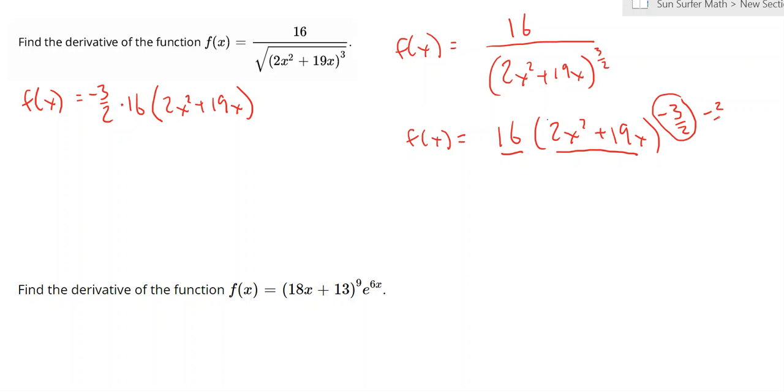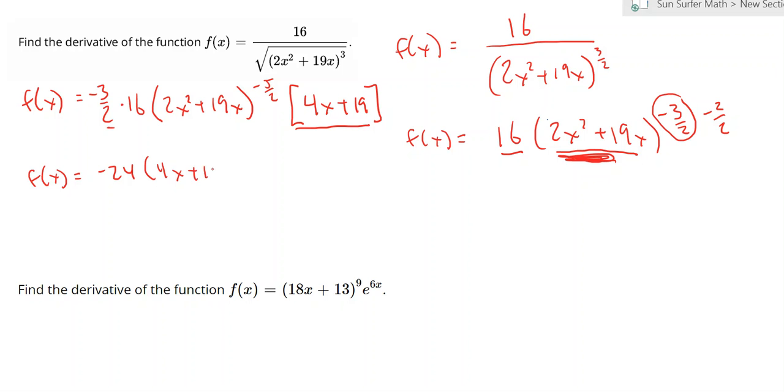So we're going to subtract 2/2, which will give us a negative 5/2. And then this is the chain rule part. We then have to multiply by the derivative of what's in the parentheses, which will be 4x plus 19. And that is the derivative, but we do want to clean it up a little bit. So notice the 2 here and the 16 cancel, so we get 8 times a negative 3, which would be a negative 24. And I'm going to multiply that times the 4x plus 19.